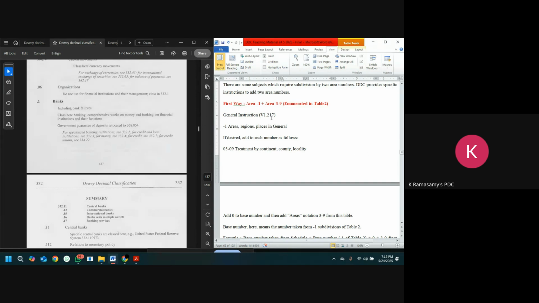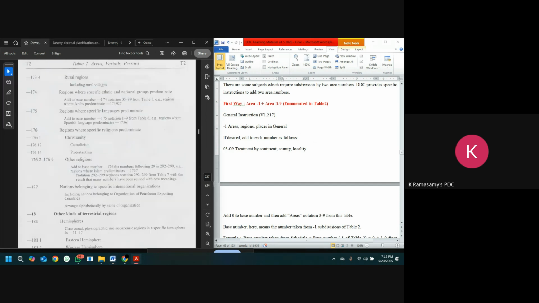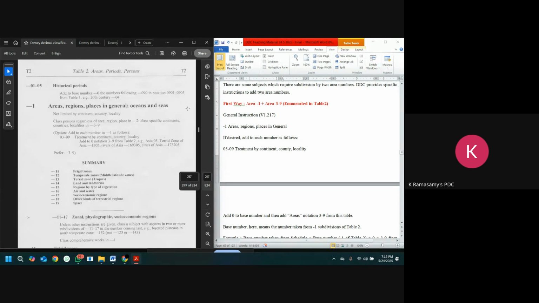Okay. See, instruction is given in page number 217. I'll go to volume 1. I'll go to the page number 217. I want to show the rule. What is the rule? 1 stands for areas, regions called Western Hemisphere, Northern Hemisphere, forest, islands, or socioeconomic regions, all coming under 1. See, they are saying add to 0. Add to 0. Notation, see, you take this 1 as a base number.